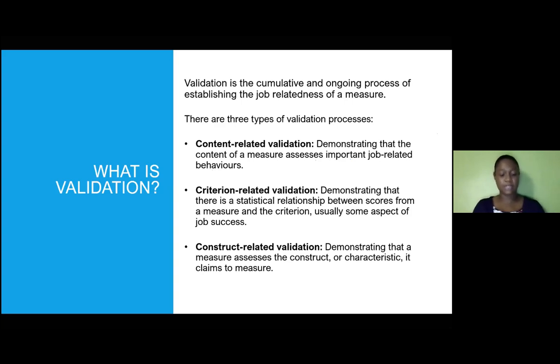First, we have content-related validation, and this ensures that only items relevant to the job behaviors are being assessed. Criterion-related validity or validation demonstrates the statistical relationship between scores from a measure and the criterion. And with this type of validation, we're examining if the test results correlate to external criteria, for example, job performance, right? And lastly, construct-related validity or validation refers to the degree to which a test measures what it claims to be measuring.